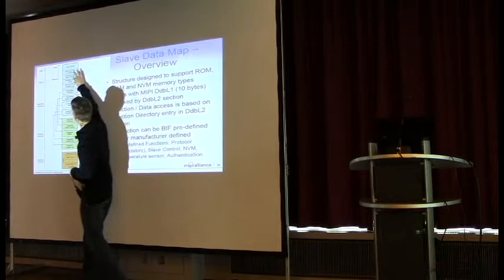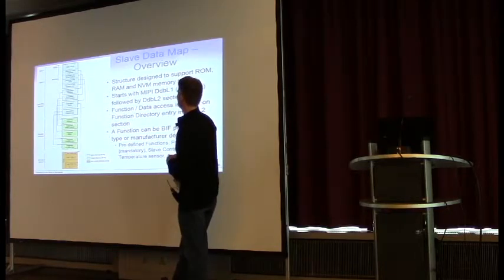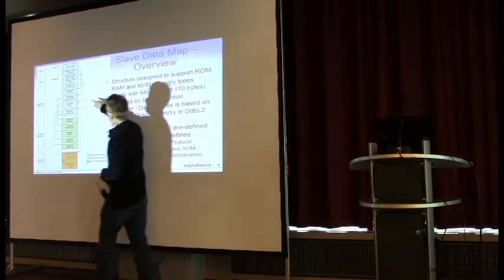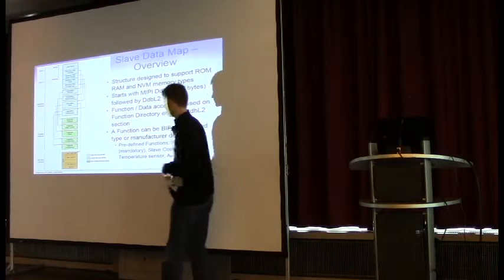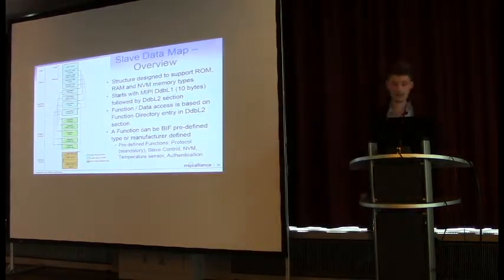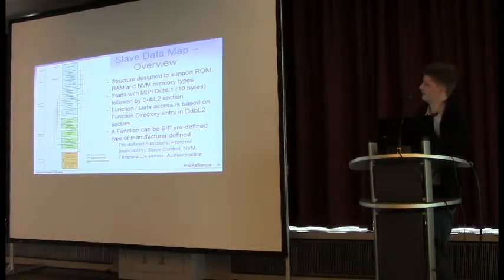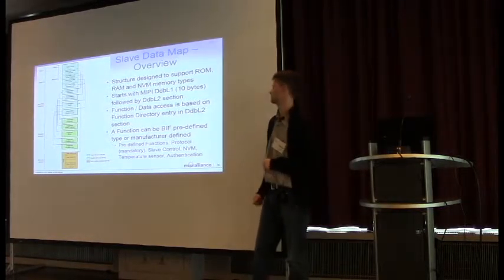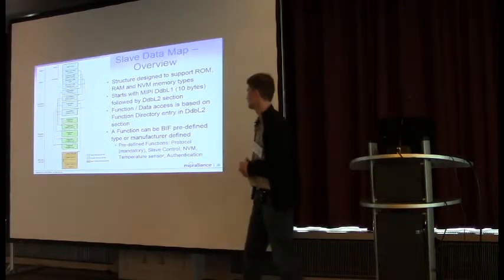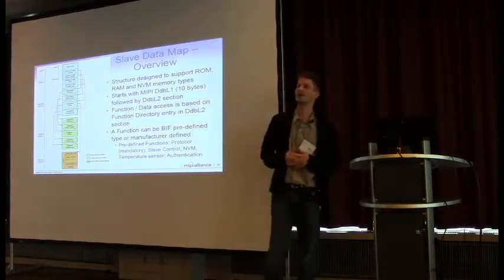For each function there will be a single entry, and each entry is pointing to the function capabilities. We call them capabilities, but I will go deeper in the following slides. The function itself can be a predefined function or manufacturer defined. What we have predefined in the BIF protocol, which is mandatory for any slave, is the protocol function. Then we have slave control, non-volatile memory function, temperature sensor, and authentication function. These are the predefined functions as of today.